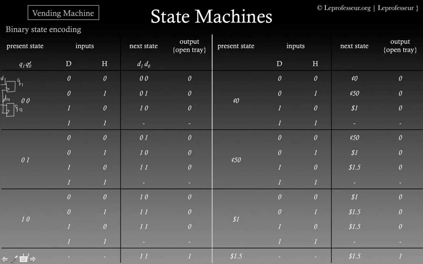So we didn't change anything, we just put a label, or we just encoded our states in the form of binary state encoding. And the same way, we can encode the next state. So 0 0, 0 0, 50 cents 0 1, $1 1 0. We didn't touch anything, and in the end, we are outputting in the state 1 1, and the output is 1, meaning open the tray and give the water. Good.